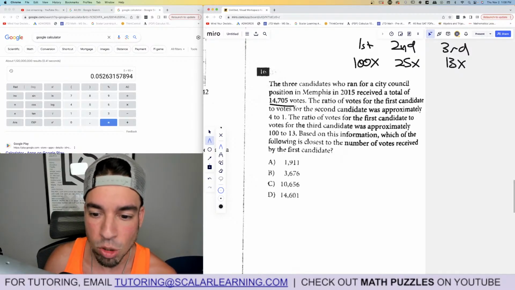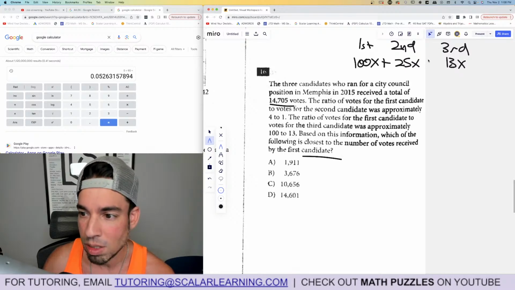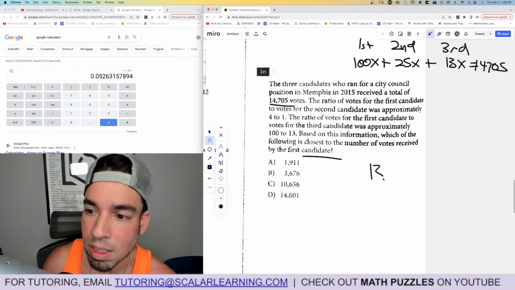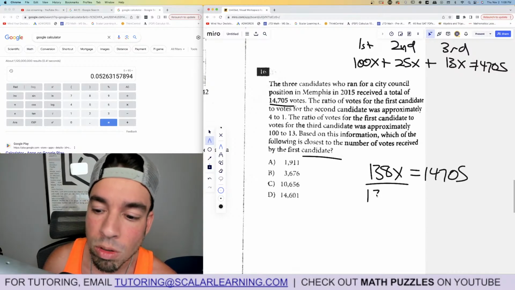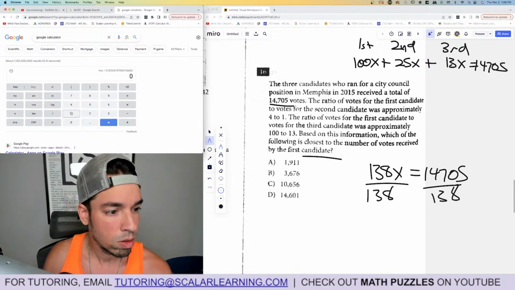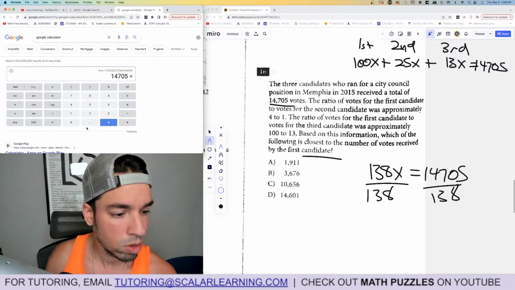Okay, based on this information, which of the following is close to the number of votes received by the first candidate? Now we can make a nice equation, right? This plus that equals the total votes. 14,705. All right, 1 plus 25, 100 plus 25, 125 plus 13 is 138. 138x equals 14705, divided by 138. Let's use the calculator. Hold on. 14705 divided by 138.